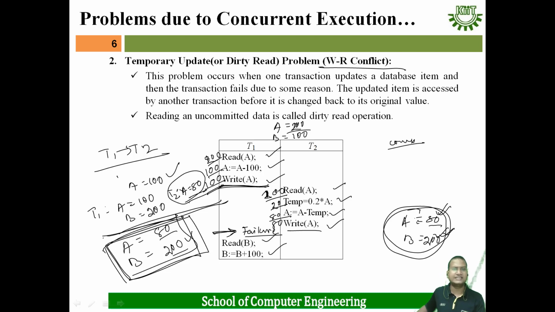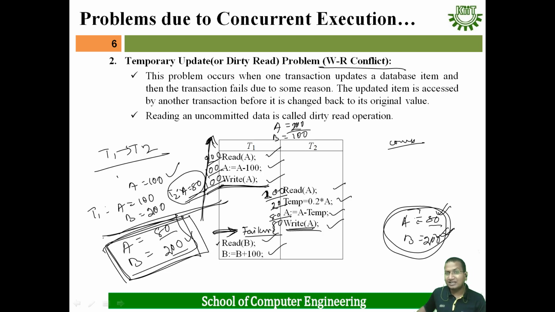Then what problem arises? Suppose T1 has executed this much of instruction and T2 has executed this much of instruction. After that, before executing this instruction, suppose failure happens. When failure happens, then rollback will happen. I have already told you the atomicity property: when a transaction is not executed completely, then it will be rolled back.